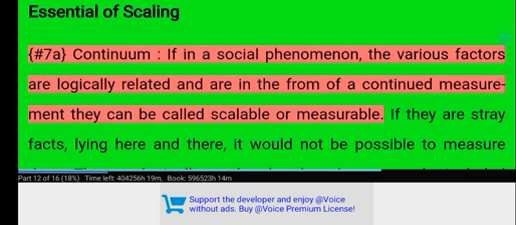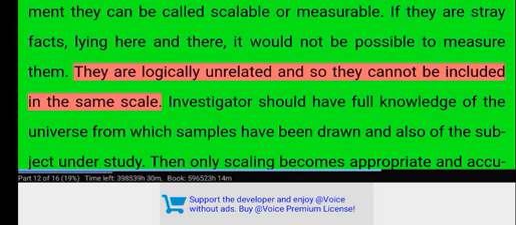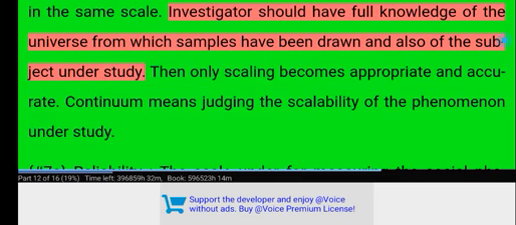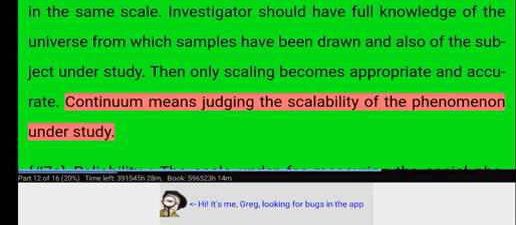Essentials of scaling. 1. Continuum. If in a social phenomenon the various factors are logically related and are in the form of a continued measurement, they can be called scalable or measurable. If they are stray facts, lying here and there, it would not be possible to measure them. They are logically unrelated and so they cannot be included in the same scale. Investigators should have full knowledge of the universe from which samples have been drawn and also of the subject under study. Then only scaling becomes appropriate and accurate. Continuum means judging the scalability of the phenomenon under study.